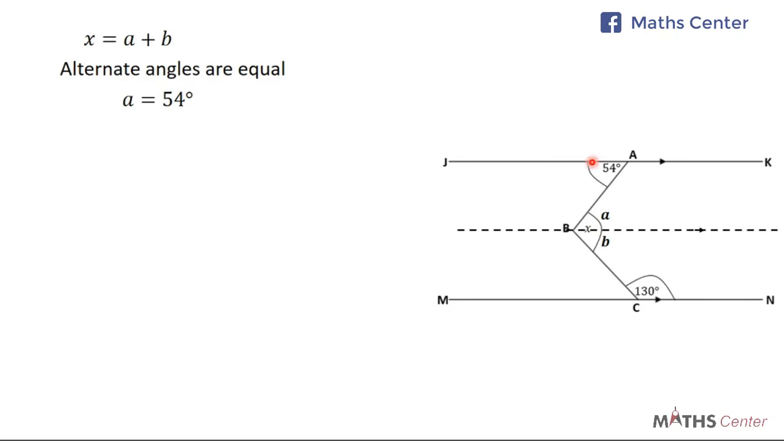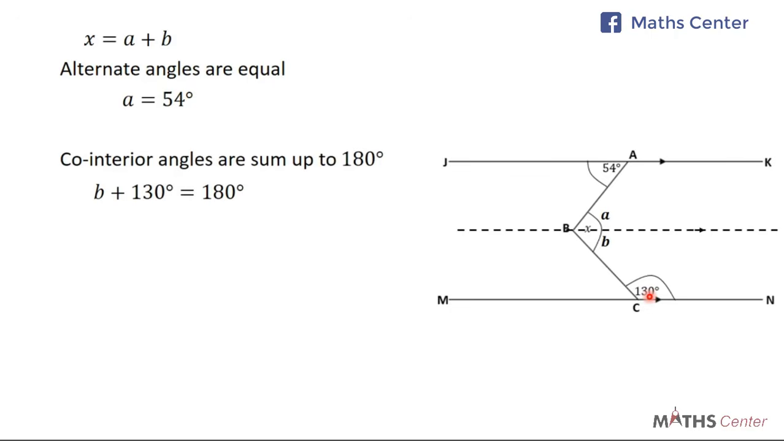So it means that we are done with this top part. We are going to consider the down part here. In considering the down part, we can see that B and 130 degrees are co-interior angles. What do we know about co-interior angles? We know that co-interior angles add up to 180 degrees. So B plus 130 degrees will give us 180 degrees. You simplify, you are going to get 180 degrees minus 130 degrees. So B will give us 50 degrees.